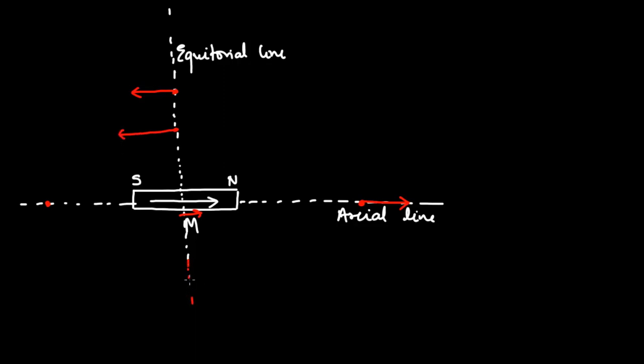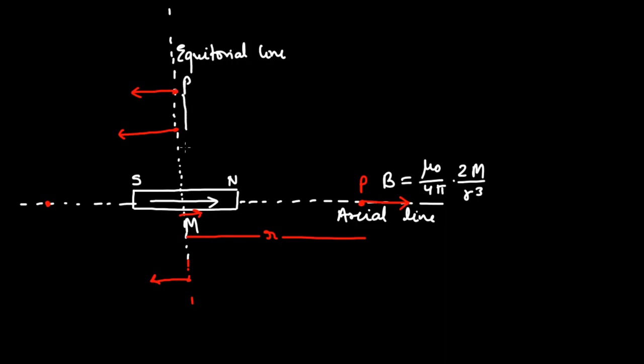Similarly, on this line the magnetic field will be along this, and I assume this bar magnet is small compared to the distance of the point from the bar magnet. Suppose this distance is r. So the magnetic field on the axial line is equal to mu naught by 4 pi, 2m by r cube, while on the equatorial line, suppose this is a point and this distance is r, the magnetic field here is equal to mu naught by 4 pi, m upon r cube.